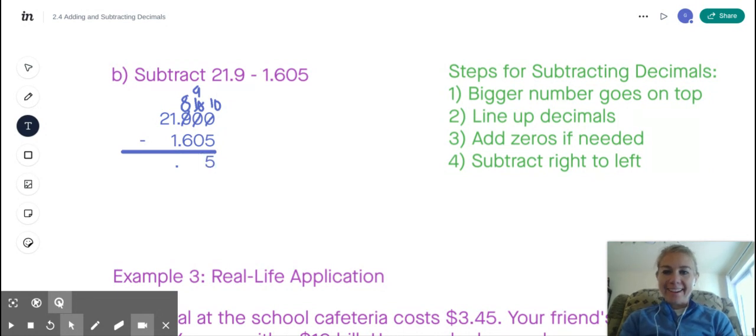5. Okay, now 9 minus 0 is just 9. 8 minus 6 would be 2. 1 minus 1 is 0. And then 2 minus nothing would still be 2. Okay, that looks better. 20.295.